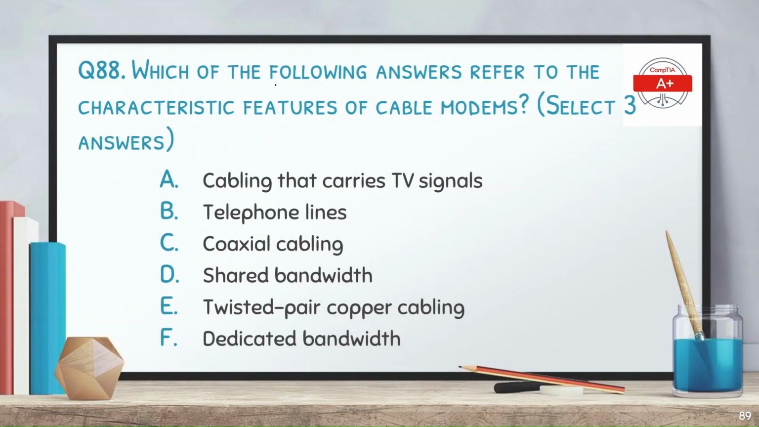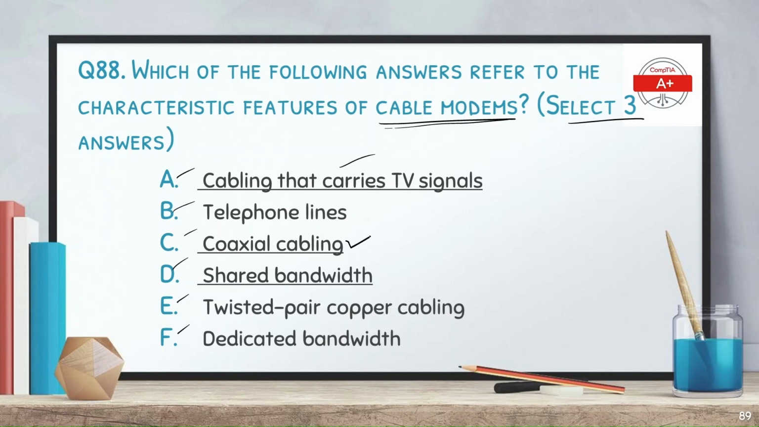Question number 88 is that which of the following answers refer to the characteristic features of cable modems? We have to select 3 answers and the options are A, cabling that carries TV signals, B, telephone lines, C, coaxial cabling, D, shared bandwidth, E, twisted pair copper cabling, and F, dedicated bandwidth. So the features of cable modems are that it is the cabling that carries TV signals. It is basically the coaxial cabling and it works on the shared bandwidth.